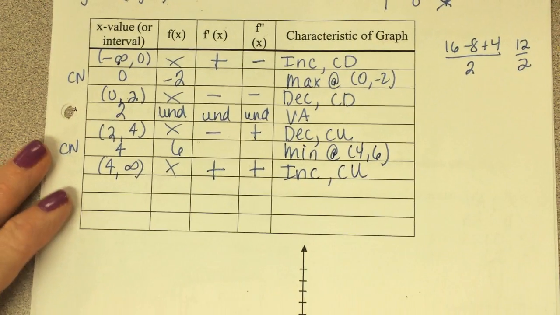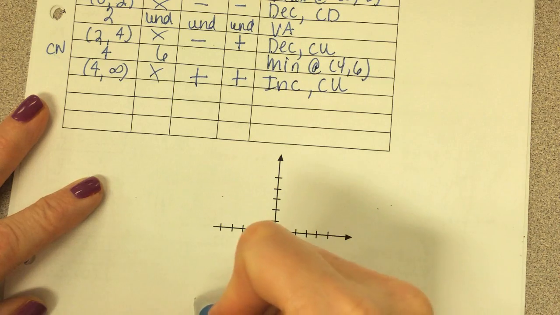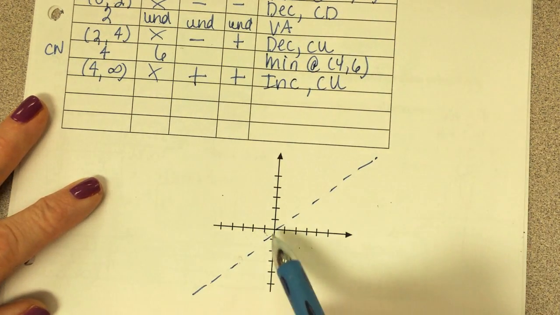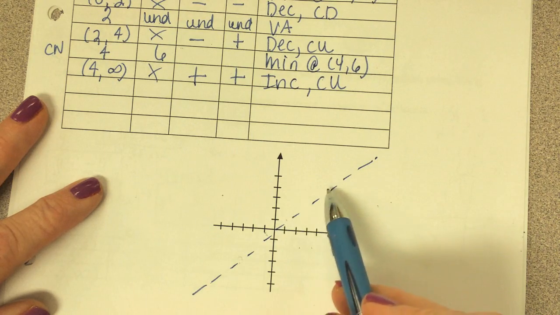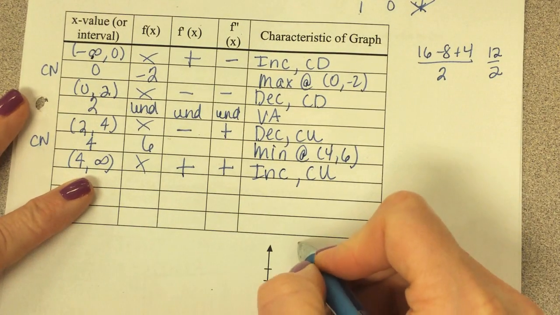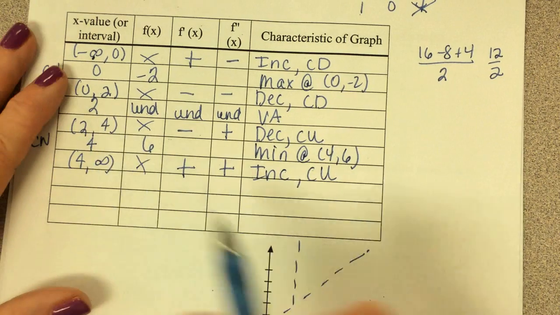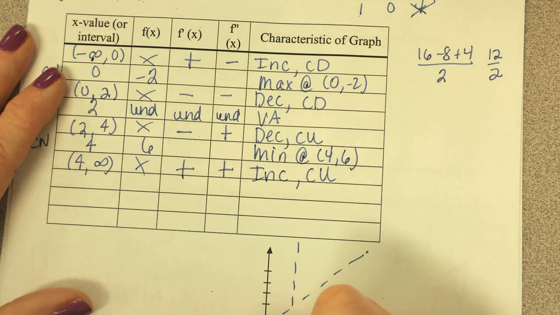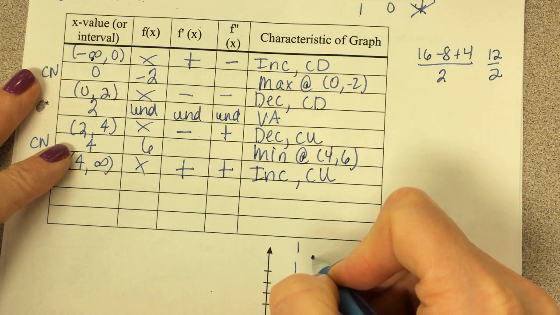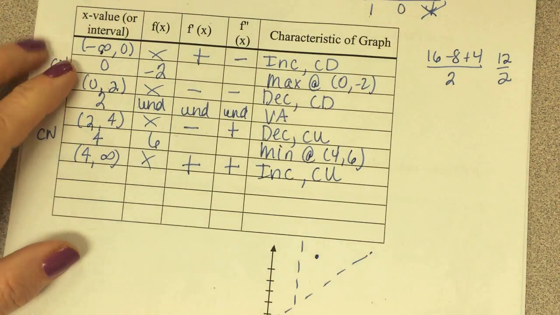So now, putting all of this together on our graph, we have our line. Our slant asymptote was y equals x. Looks like that. Y-intercept of 0, slope of 1. We have a vertical asymptote at x equals 2. We have the point 0, negative 2, and we have the point 4, 6. So we know that much. Now we're just going to look at our graph.